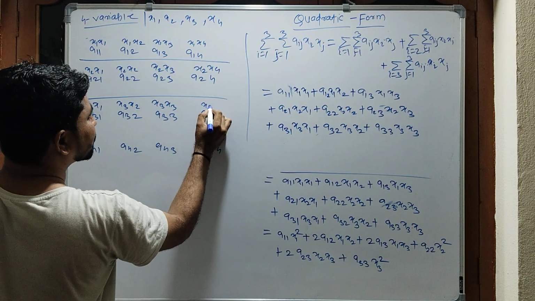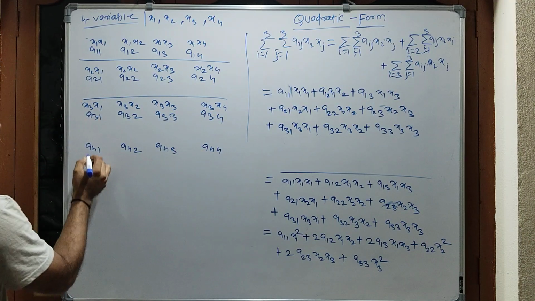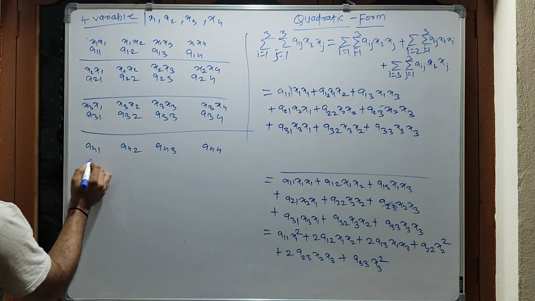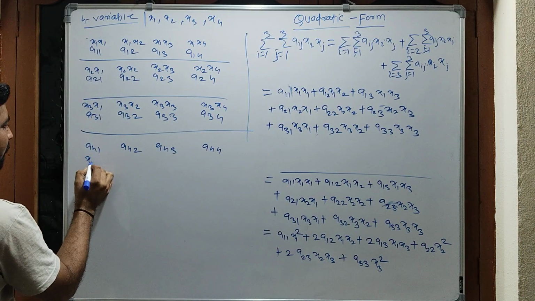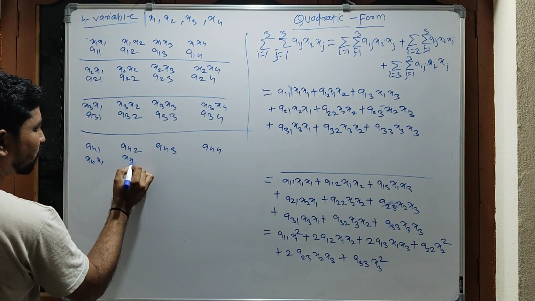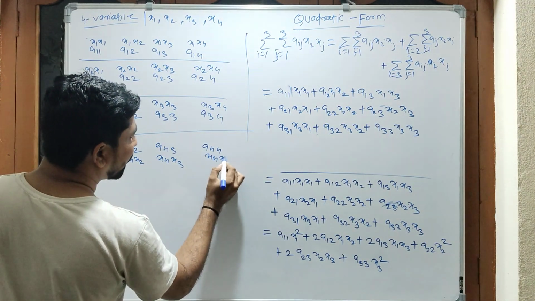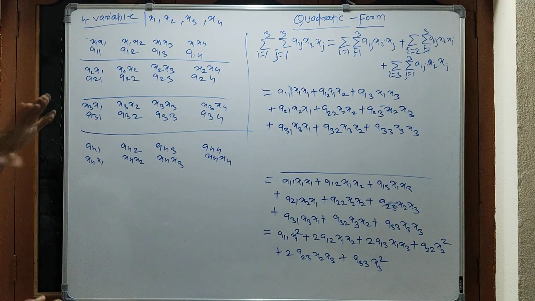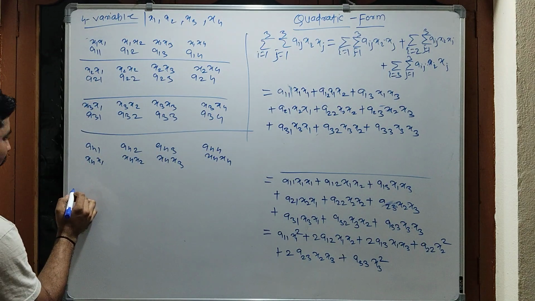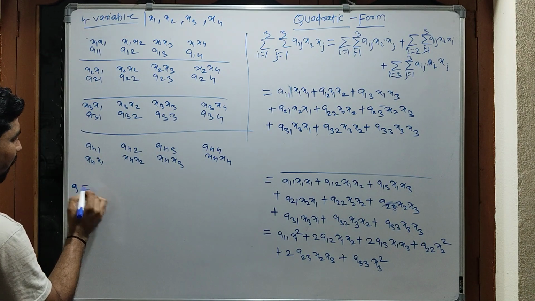So this is x3 and x4. So here this is x4 1. Here I am writing for x: this is x4 x1, x4 x2, x4 x3, and x4 x4. Now here I will write. So this is equal to the quadratic form in 4 unknowns.